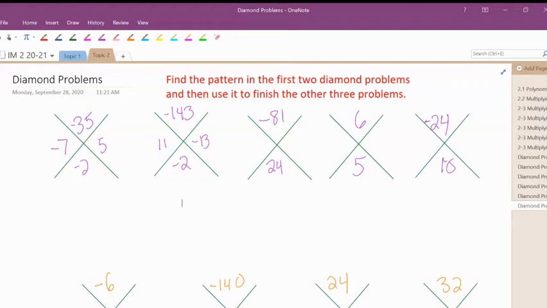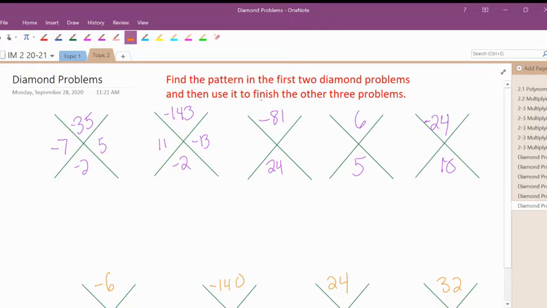Diamond problems. So first off, we need to figure out what they are. If we look at the first two, they're completely done. How did we get negative 35? How did we get 2? How did we get negative 7? How did we get 5? Is there any relationship with them? And then we also have 11, negative 143, negative 13, and negative 2. So what is it? How are we finding these numbers?